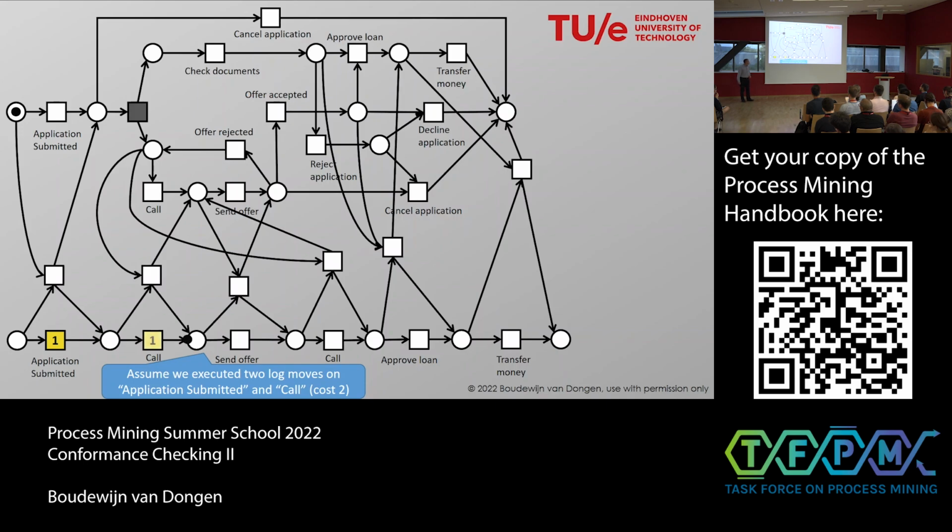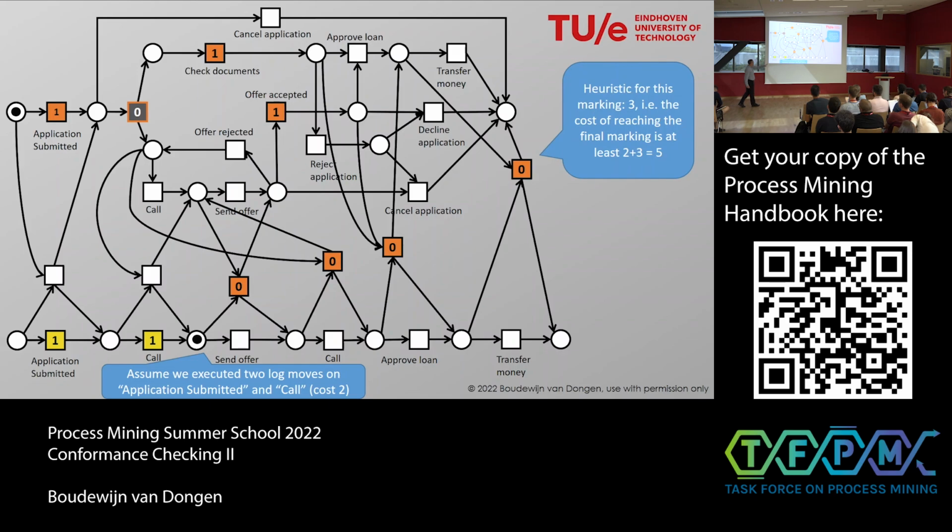Suppose we do this, and we now executed 2 log moves somewhere in the search space, right? Somewhere in this search, when building the search space, we executed 2 of these log moves. And now we're in this marking. And we asked the marking equation for an estimate of reaching the final marking. We now get this vector back.